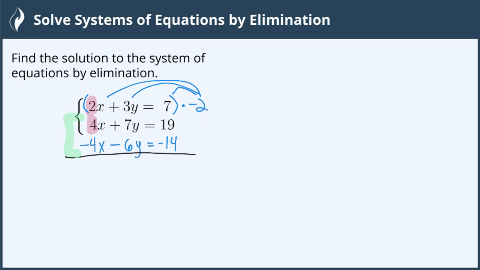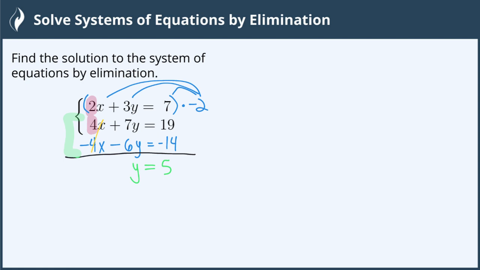When we do that, 4x and negative 4x cancel. And then we have 7y minus 6y is 1y. 19 minus 14 is 5. So we've gotten rid of, or eliminated, the x in our equations, and we've found the value of y. It's possible that you'll have an equation here that you would need to solve, but in this situation, we have y equals 5 already. The y is solved for.